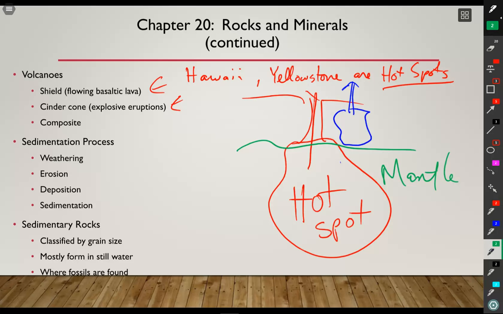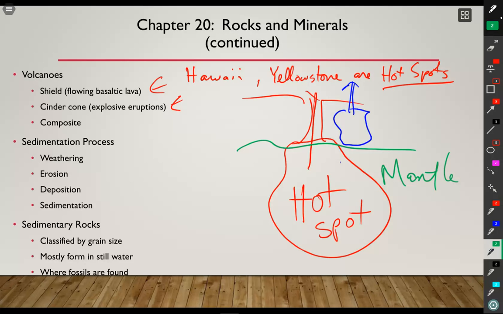Remember, that's what we did in lab when we simulated that by having the little bottle that was filled with hot water that had food coloring in it. And the hot water with the food coloring floats up into cold water. And that's the same as the magma floating up through the crust. And then when it gets to the surface, you have a volcano. But that's not the only volcano.